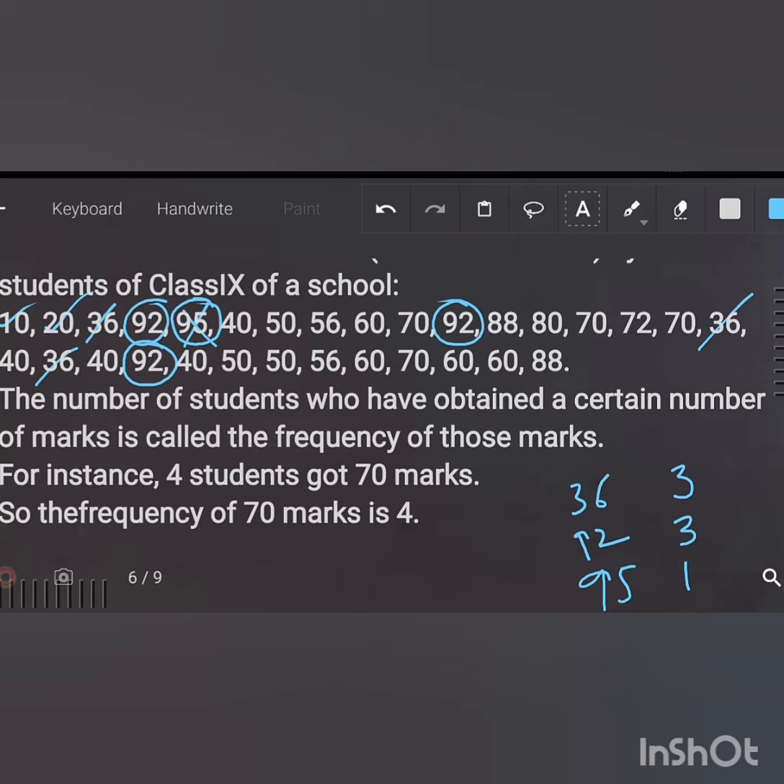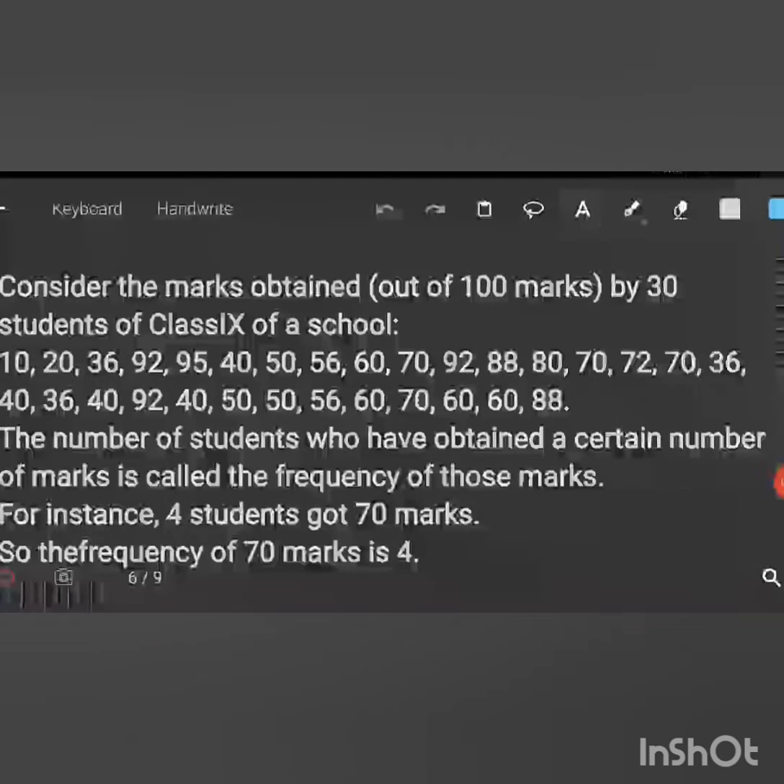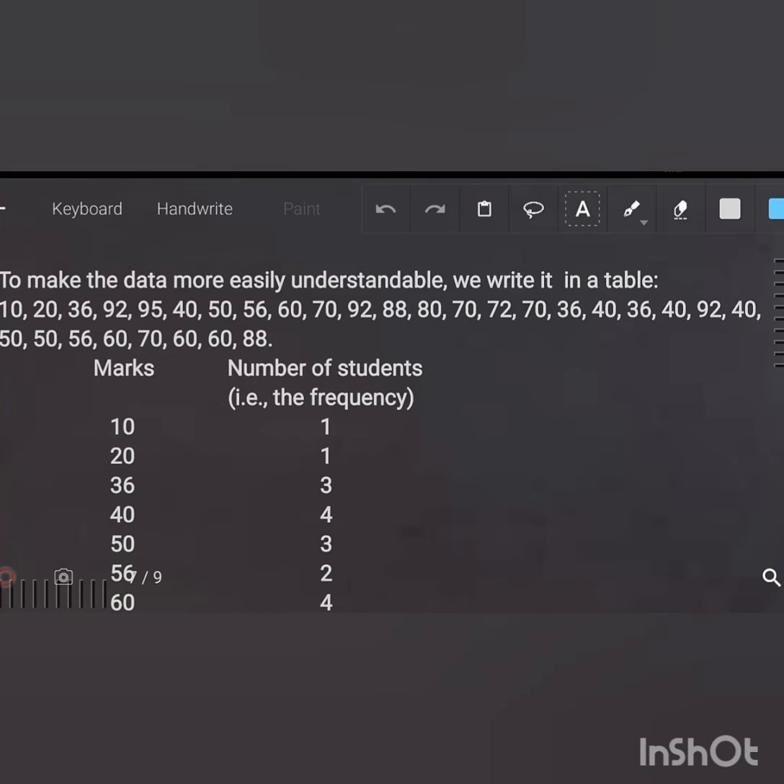In this way we can find out the frequency of the numbers given in the data. But it is difficult for us to find out each mark. So to avoid that difficulty, we have another method called the frequency distribution table. To make the data more easily understandable, we write it in a table.